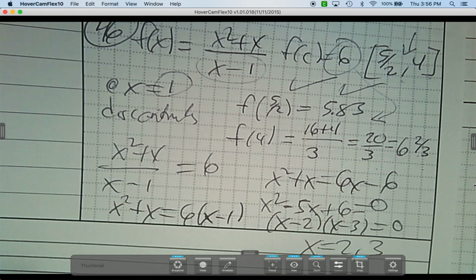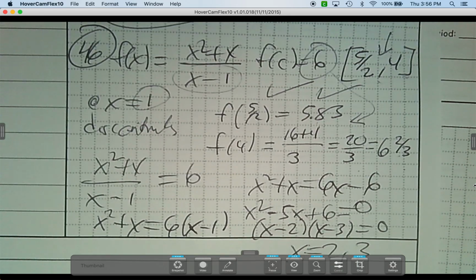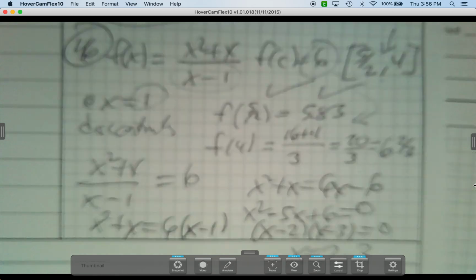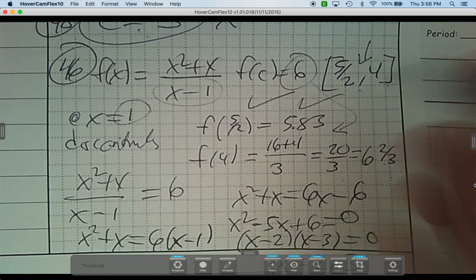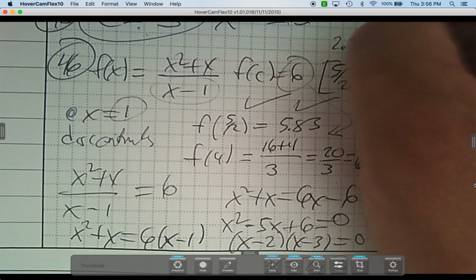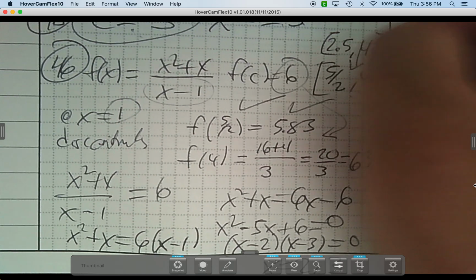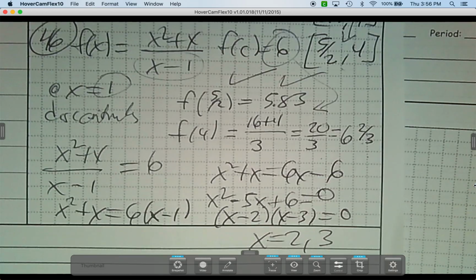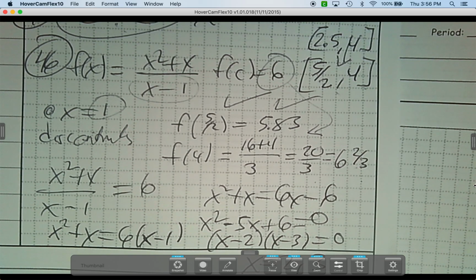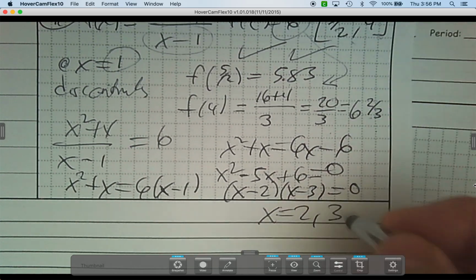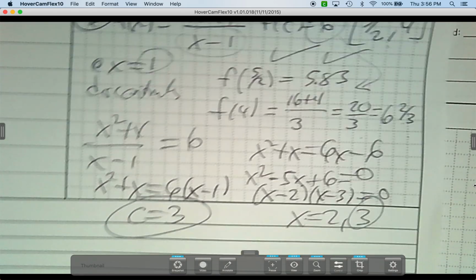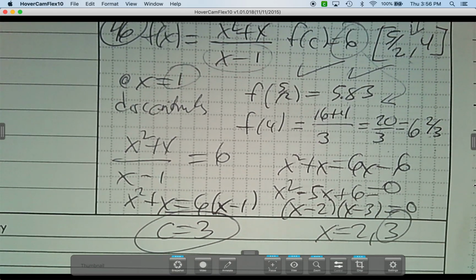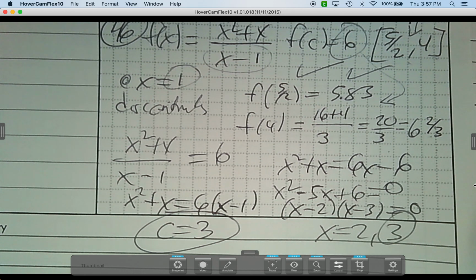Now, when I look here for 46, look at the domain restriction again. This is 2.5 and 4, just so you know. 2.5 and 4. What's the only answer that's between 2.5 and 4? The answer is this one, only 3. So what's the only C value that we can find for the intermediate value theorem? The answer is 3.